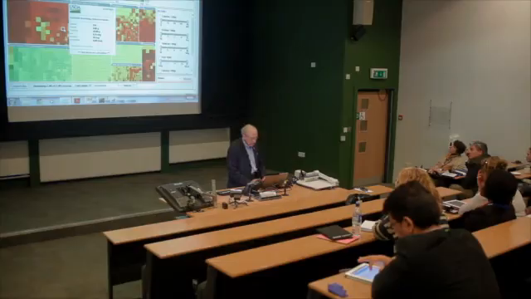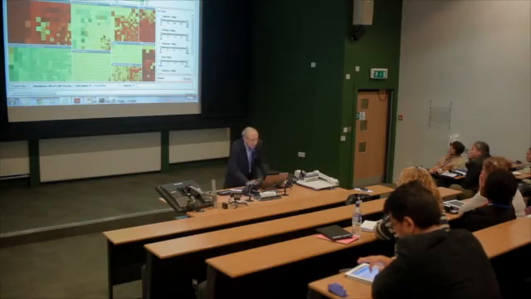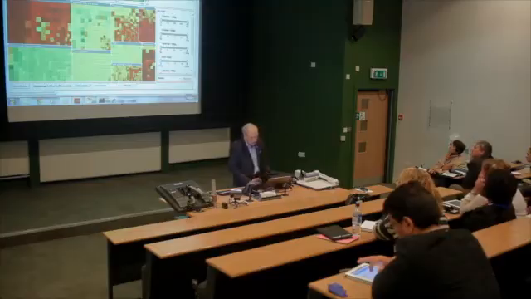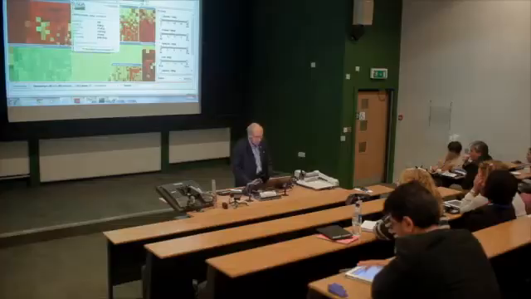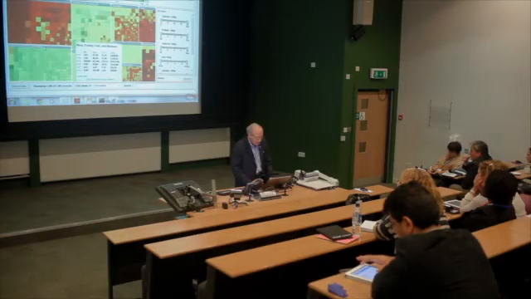Let's try this one final demo, and this is a work with a company called the Hive Group, which is commercialized and licensed to universities. This tree map software. This is 1,400 nutritional products. These are the fats and oils, legumes, vegetables, fruits, grains, meat, and fish. The color represents the protein. Red is low protein, green is high protein, and the size by the number of calories.